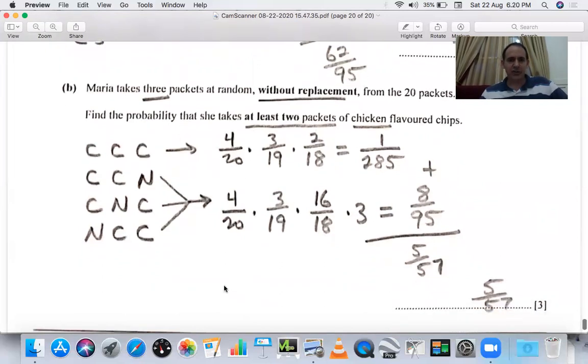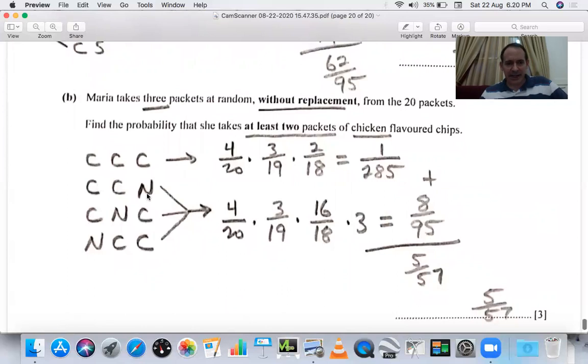Or if it's at least 2 packets, it can be chicken, chicken, and not chicken. You don't have to worry about the barbecue and salt. Just call it not chicken. So chicken, chicken, not chicken, or the not could be drawn in the second position, or the not could be drawn in the first position, because you have 3 draws here. So you need to allow for that not chicken to be drawn in 3 different locations: first, second, or third position. So that gives us 3 different pathways.